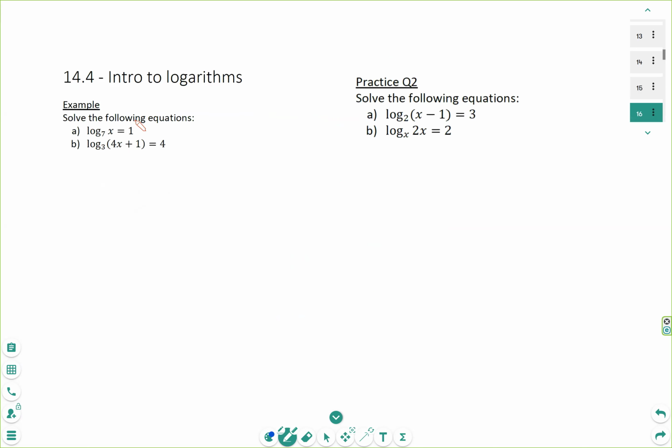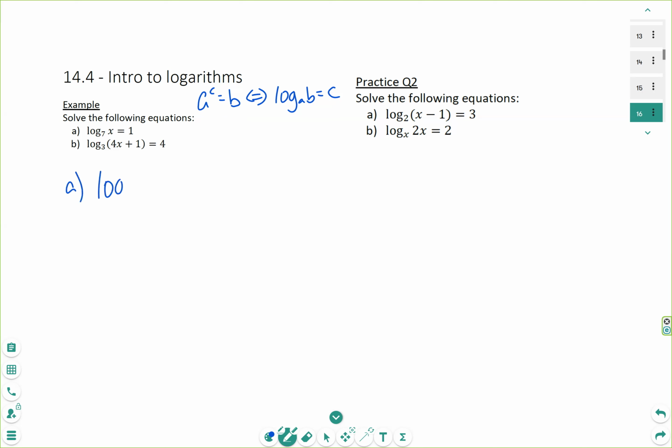To solve equations with logarithms, simple ones, we can use the law we just learned. Rewrite that again: a to the power of c equals b, log a b equals c. We can't solve a log function, but if we use this rule to get rid of the log, then it's solvable. So log a b equals c.